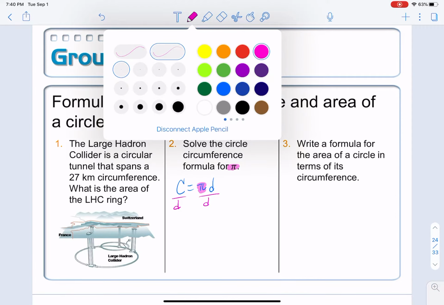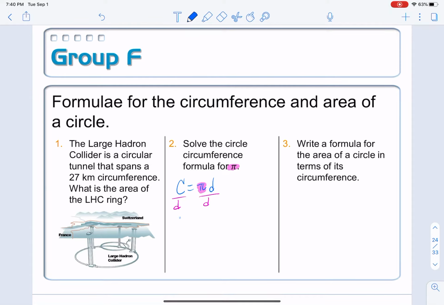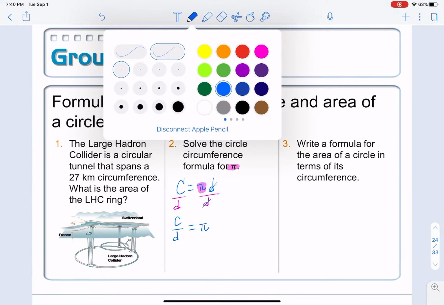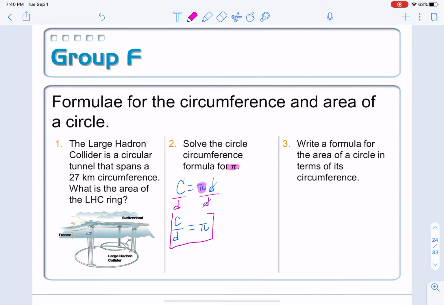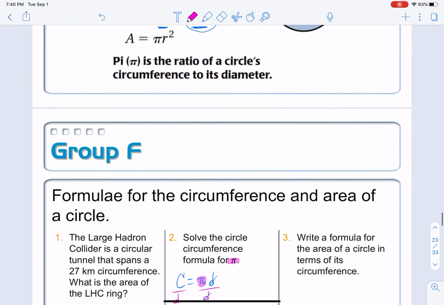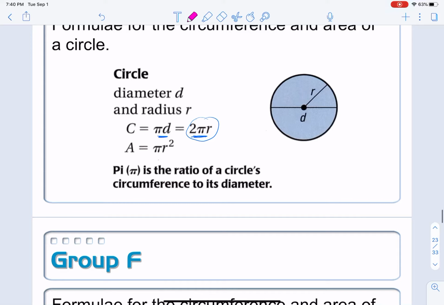On the left-hand side, both of these variables are different, so I leave it like that. On the right-hand side, the d and the d will cancel. D divided by d is 1, and it leaves me with pi. So take a look at this, would you? Pi is equal to the circumference divided by the diameter. And that's exactly what this statement says here.